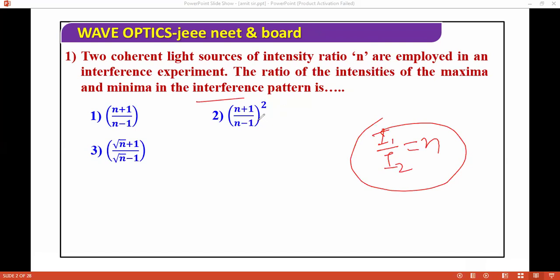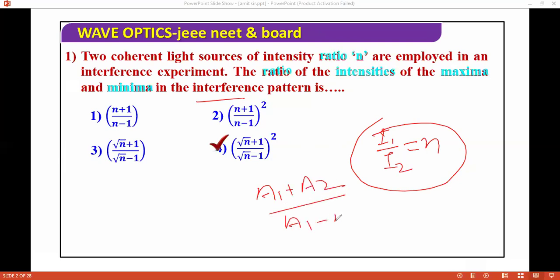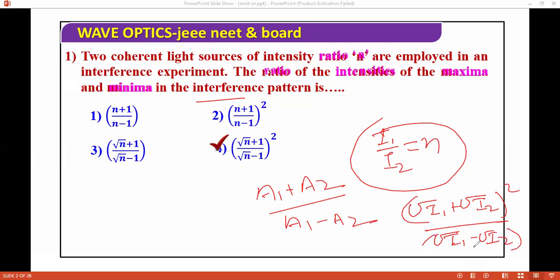The question is talking about the intensity ratio of maxima and minima here, so you can do this question directly. Maximum is A1 plus A2 and minimum is A1 minus A2. You can say root I1 plus root I2 whole square divided by root I1 minus root I2 whole square. This is maximum and this is minimum.